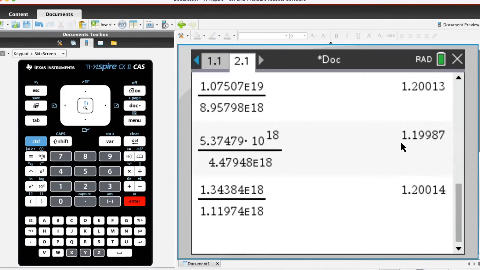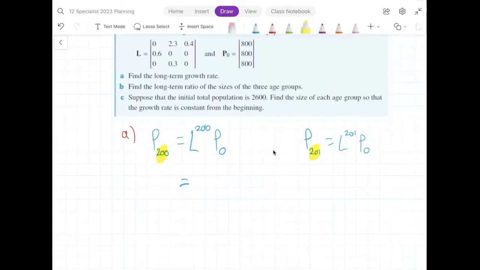So I'm going to say my growth rate for my population is 1.2. Or it increases by 20% is another way to interpret these numbers here. So if I come back across here, I find my value for each of these, I divide the corresponding entries, and I get my growth rate is approximately 1.2.